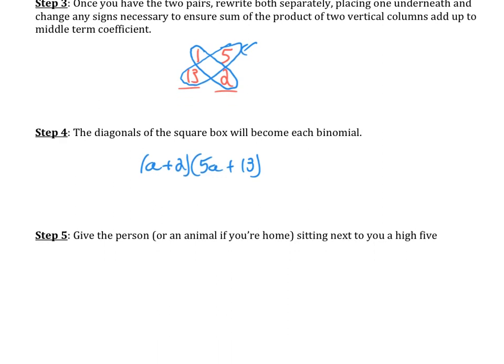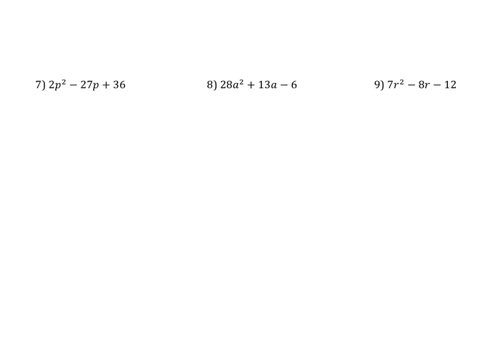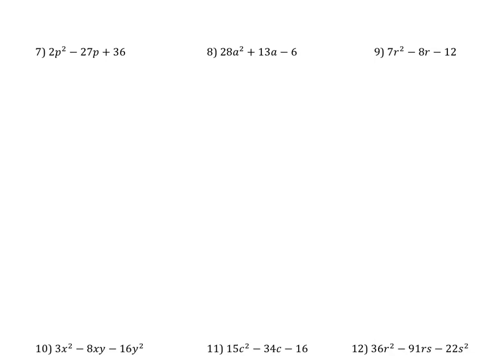Let's do number 7 together before we go. Let's try number 7, because this one actually involves a negative. So we have 2p squared minus 27p plus 36. So again, all we're going to do first is just list out the factors in each column, remembering the number with the least number of factors. We're going to have to write the reverse order as well. So let's take a look at the 2.